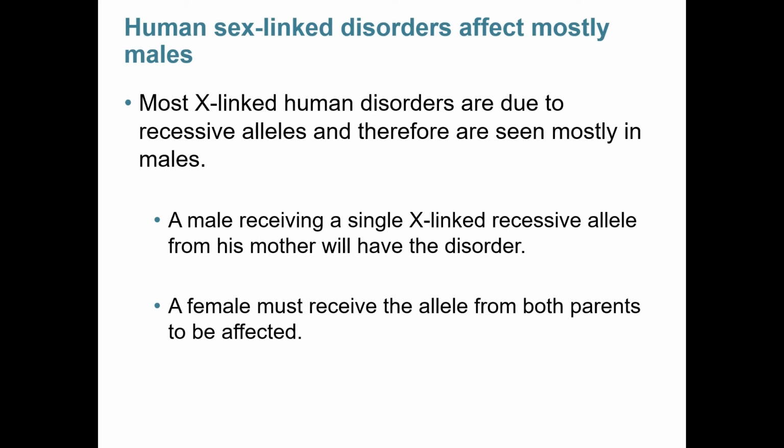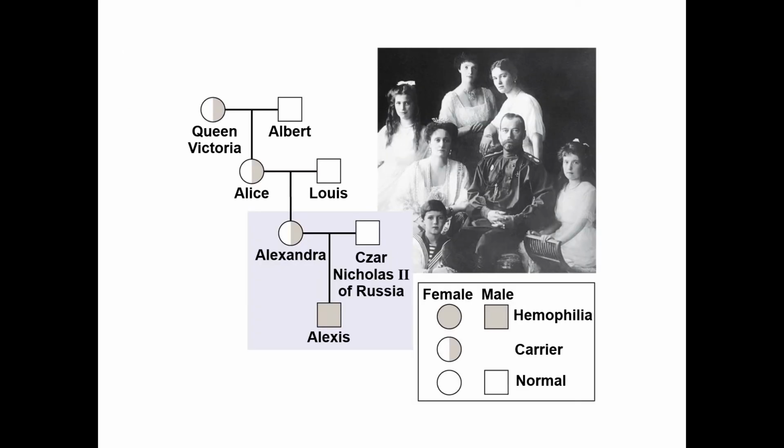Most X-linked human disorders are due to recessive alleles and are therefore seen mostly in males. A male that receives a single X-linked recessive allele from his mother will have the disorder. A female has to receive 2 alleles, one from both parents, to be affected. An example for this is something like hemophilia. Hemophilia is an X-linked trait that was relatively common in a lot of royal families. For example, Queen Victoria here was a carrier, and so were her daughter and her granddaughter. Her granddaughter Alexandra was the first to have a male son, and that was Alexei, and he had hemophilia.